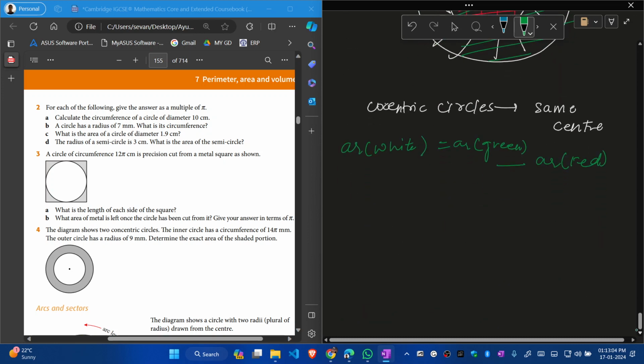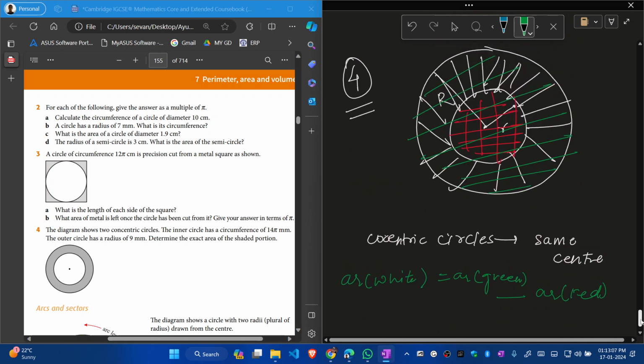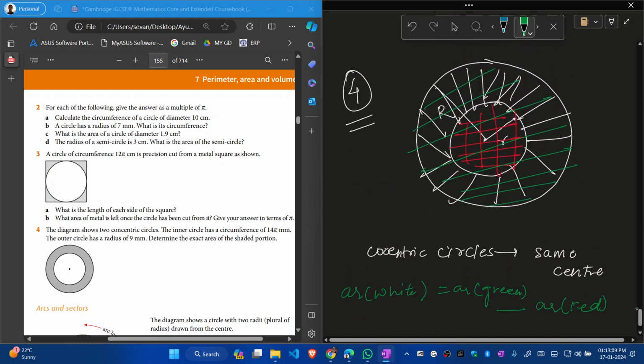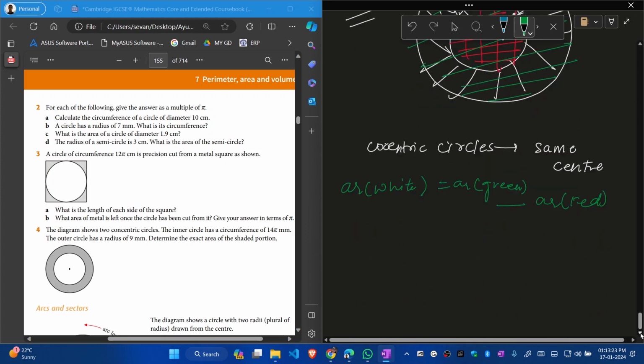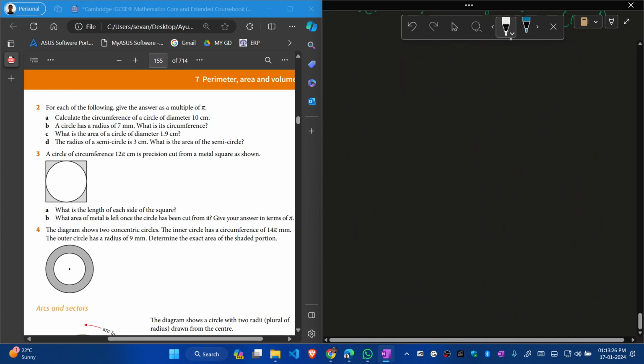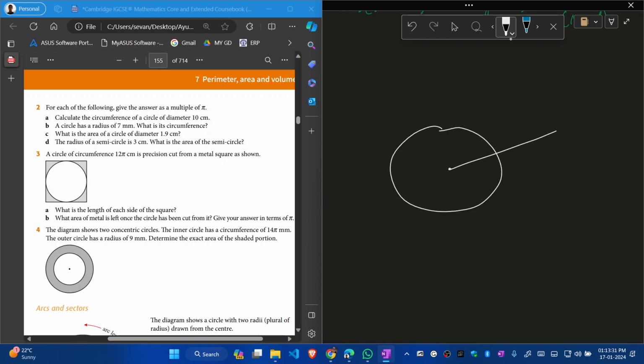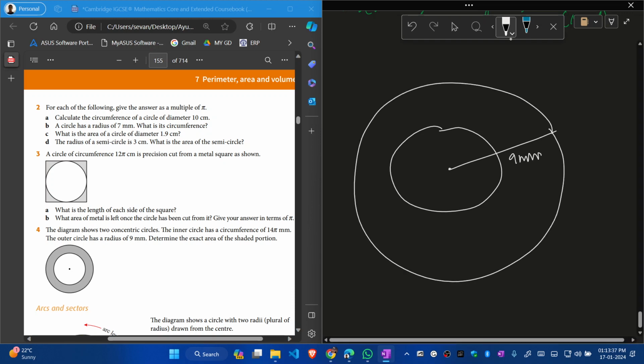How will you find the area of this green part first, meaning the whole area? For that you have been given two pieces of information. The inner circle has a circumference of 14 pi millimeters, and the outer circle has a radius of 9 millimeters. If the circumference of the smaller one is 14 pi, what will be the radius of the small circle?